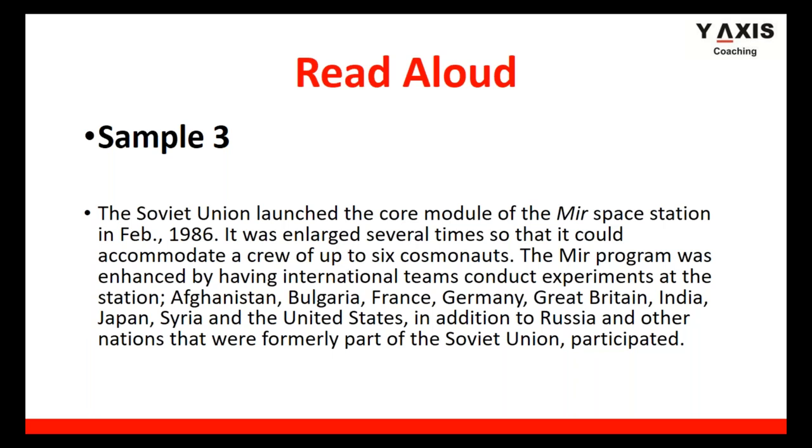The Soviet Union launched the core module of the Mir space station in Feb 1986. It was enlarged several times so that it could accommodate a crew of up to 6 cosmonauts. The Mir program was enhanced by having international teams conduct experiments at the station. Afghanistan, Bulgaria, France, Germany, Great Britain, India, Japan, Syria and the United States, in addition to Russia and other nations that were formerly part of the Soviet Union, participated.